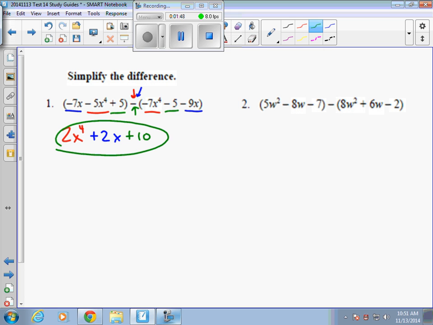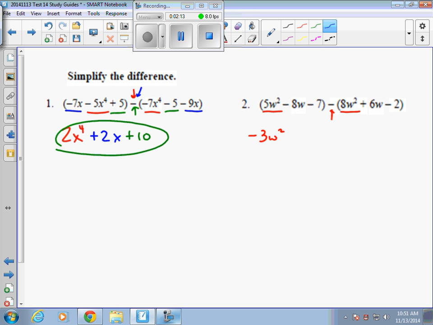Number 2 says negative 5w squared minus 8w minus 7 minus again 8w squared plus 6w minus 2. Everything's in the correct order now. Going down, it's in standard form, meaning the highest degree, and then it's counting down. So you do the biggest one, negative 5w squared minus 8w squared. Negative 5 minus 8 is negative 13w squared.